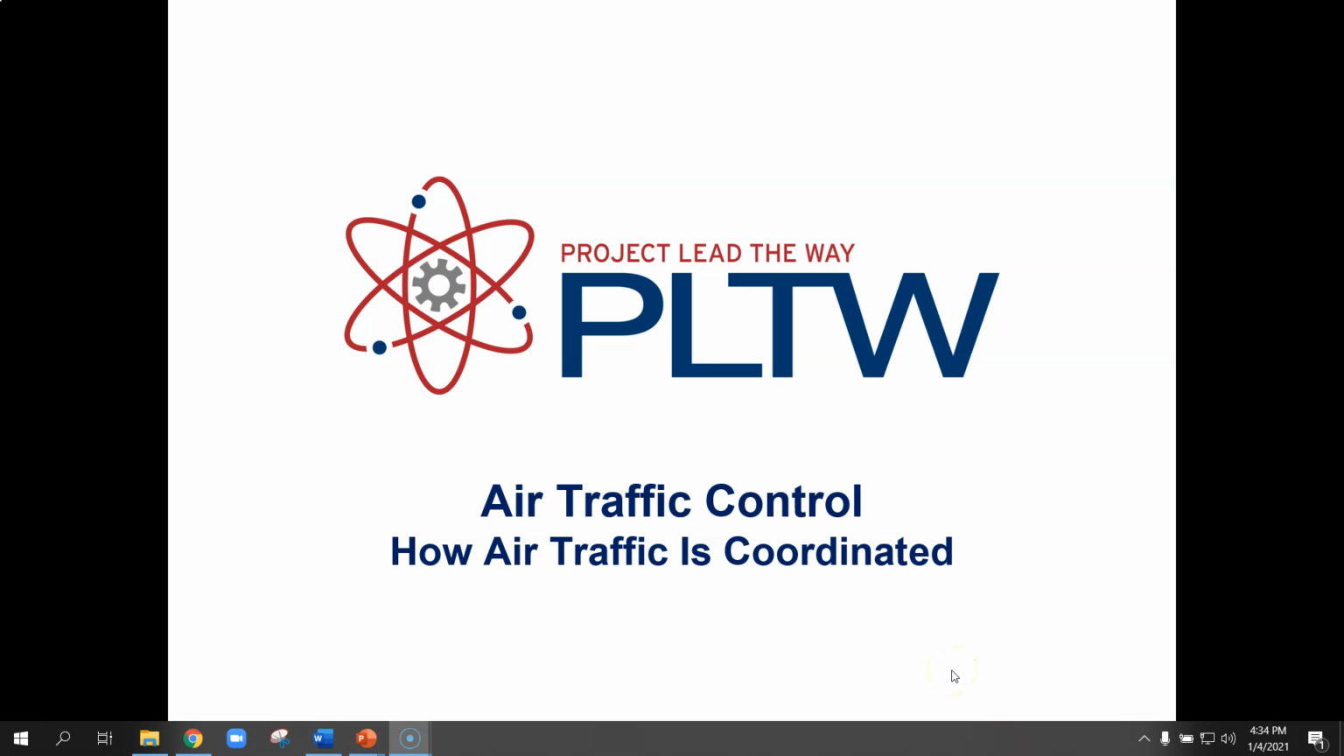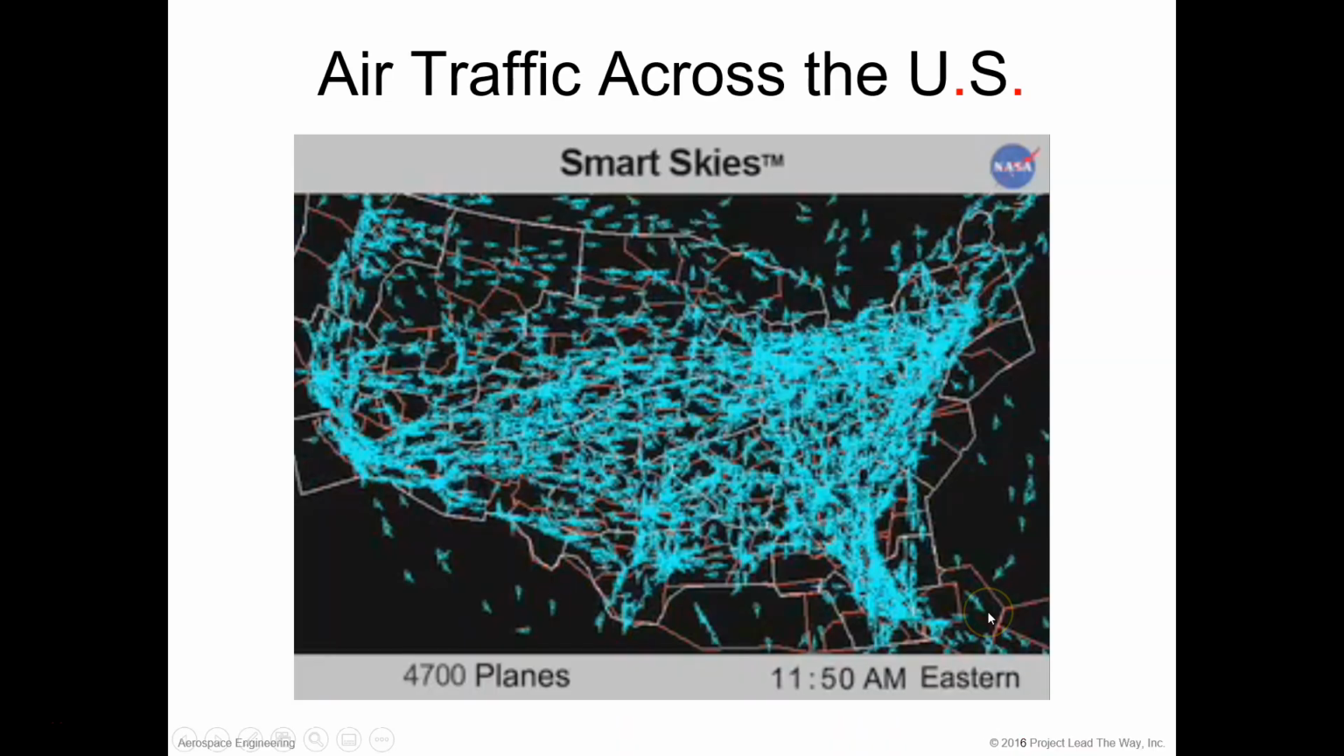Hey everybody, this short video is about air traffic control and specifically how it is coordinated. So here is a screenshot from NASA of this thing called Smart Skies. At 11:50 a.m. Eastern Time, there's some 4,700 planes.